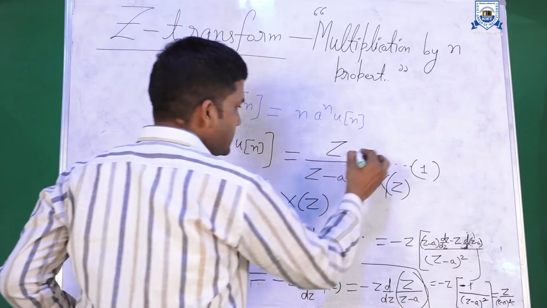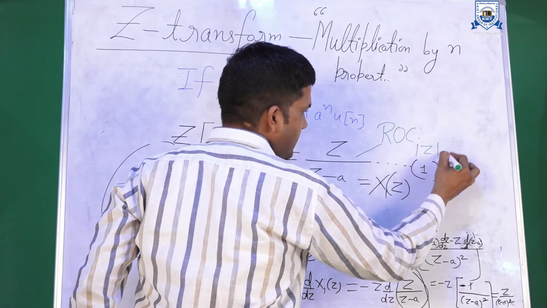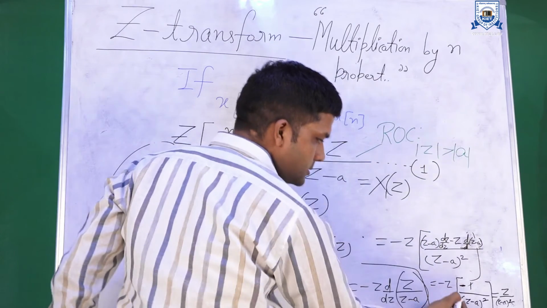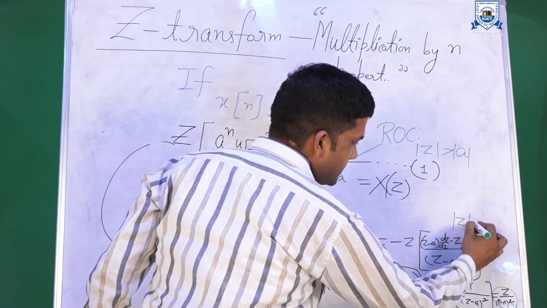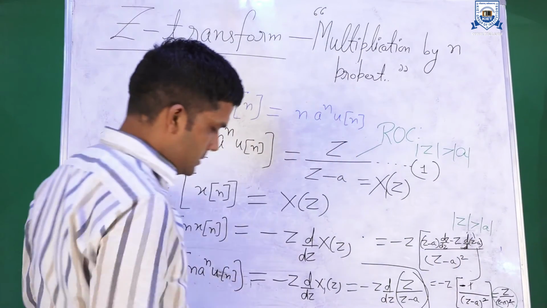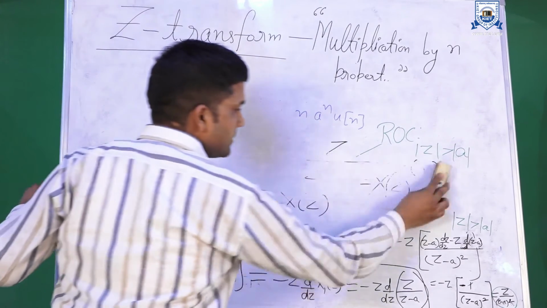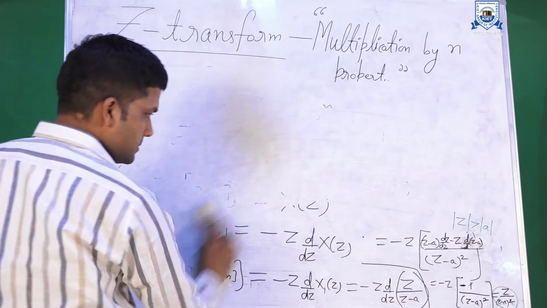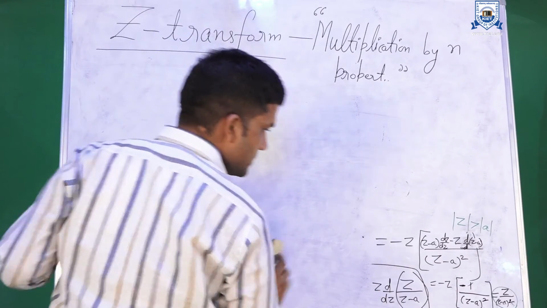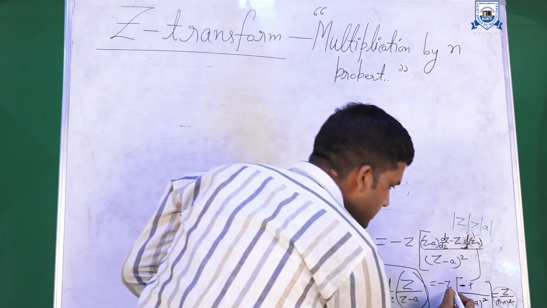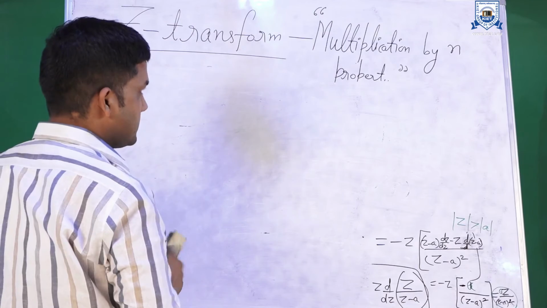And the ROC remains the same. The ROC of this is mod z greater than a, and the ROC of the obtained z transform is also mod z greater than a. Actually, here a is written, so the result is a z upon (z minus a) whole square.